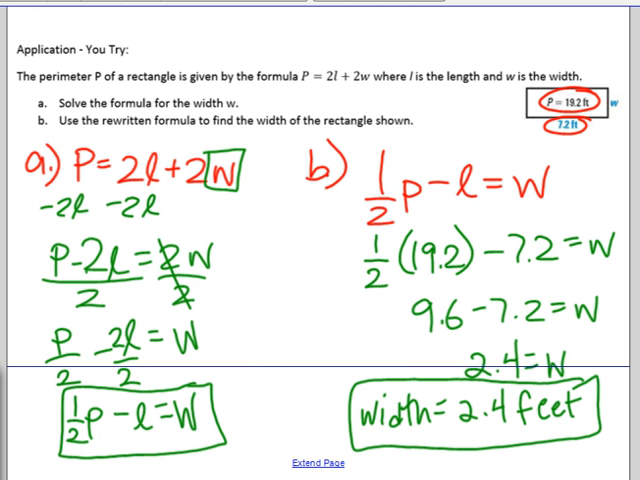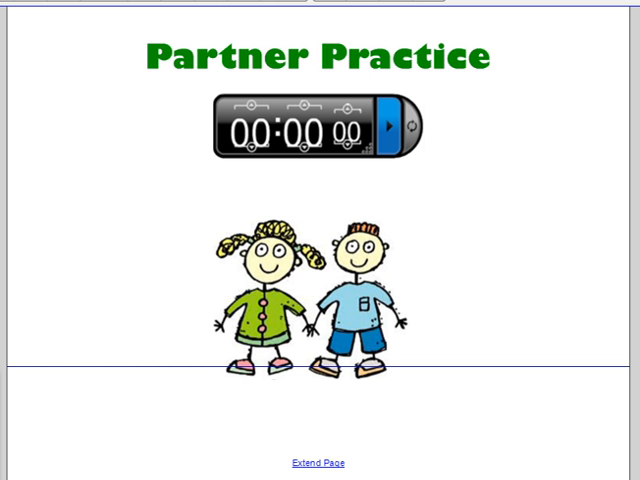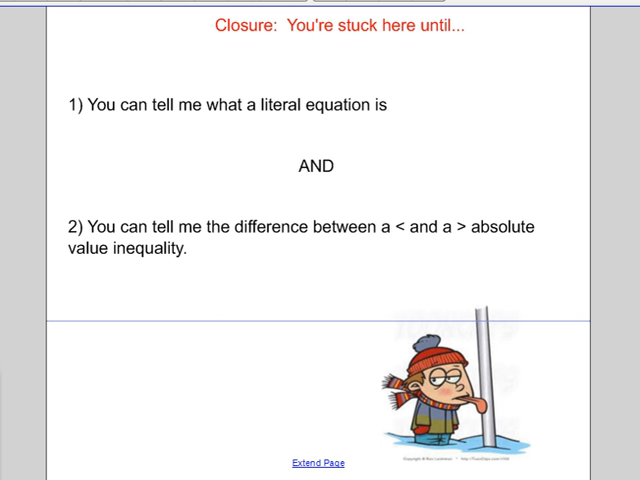All right, guys, at this point, flip over on the back of your notes. You have 2.8 practice, all right? Please work with a partner on that, okay? You can always check your answers with Miss Castiello. She does have an answer key for you. And then when you're finished, you should be able to answer this question. You need to be able to define what a literal equation is and tell me the difference between a less than type of problem and a greater than type of problem when we're talking about absolute value inequalities, all right?